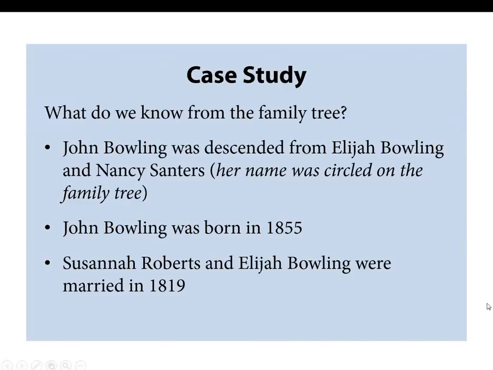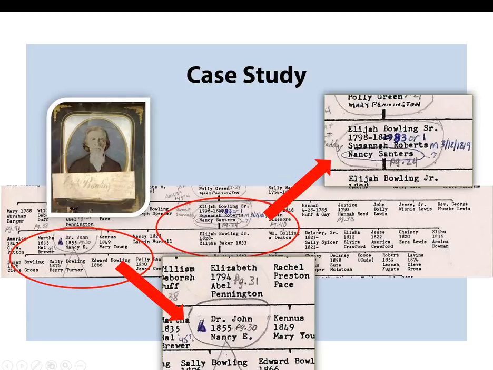Well, John Bowling was descendant from Elijah Bowling and Nancy Santers, possibly, because her name was circled on the family tree. John Bowling was born in 1855, and it appears as if Susanna Roberts and Elijah Bowling were married in 1819. So I was working with this prospective member trying to link John Bowling to his parents, Elijah Bowling and Nancy Santers. According to this family tree that had been handed down, Elijah Bowling was a descendant of someone who had served in the Revolutionary War. Someone in their family conducted research and gave her this tree.